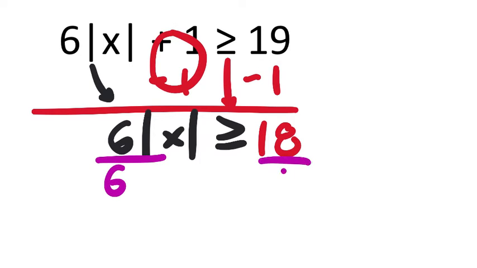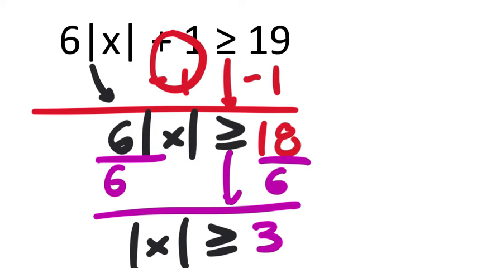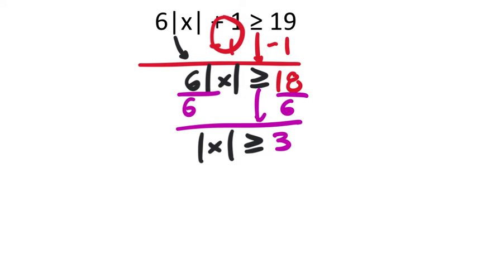Then divide both sides by 6, which leaves me with the absolute value of x. We divided both sides by a positive, so it's just going to keep the inequality the same. 18 divided by 6 is 3. Okay, now it would be nice if this was an equation, because it would be pretty close to being done, but we got some more work to do on this.